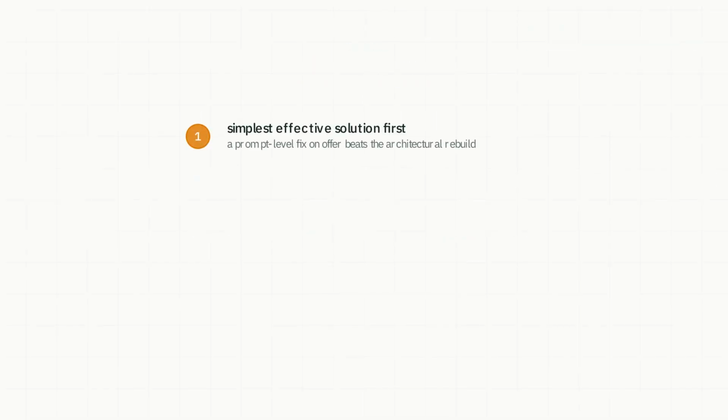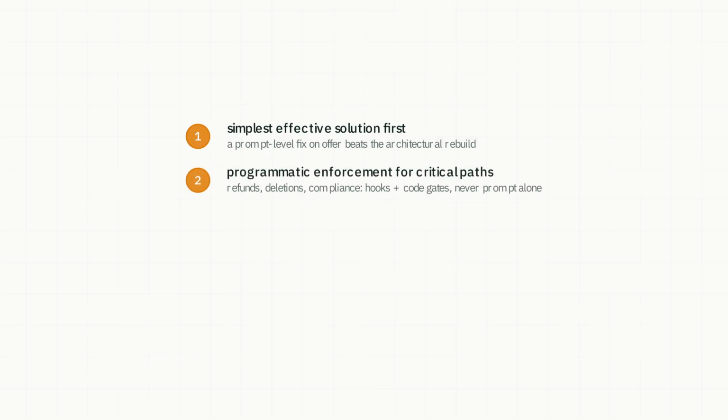If a prompt level fix is on offer and hasn't been tried, it beats the architectural rebuild every time. Law 2, programmatic enforcement for critical paths. Refunds, deletions, compliance, enforce with hooks and code level gates, never with prompt instructions alone, because instructions have a failure rate and code doesn't. Law 3, tool descriptions are the #1 lever.